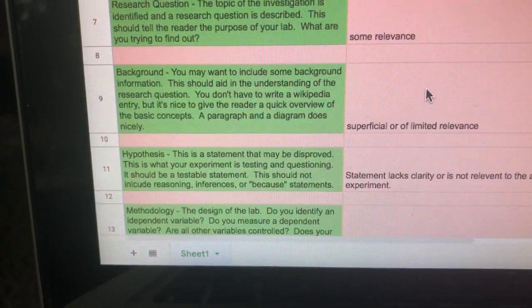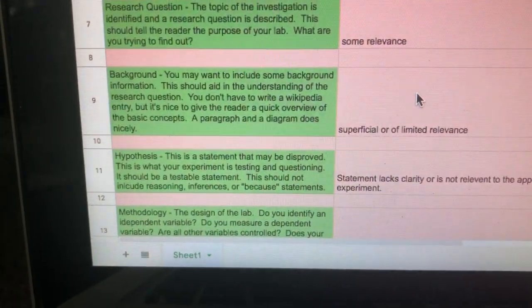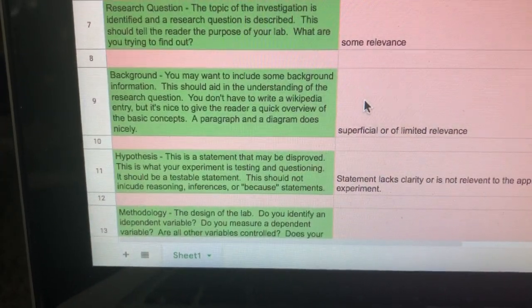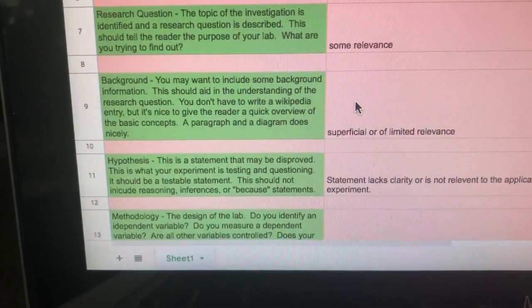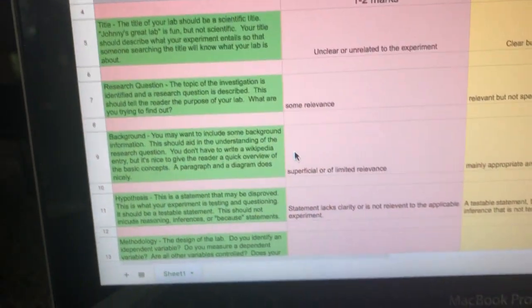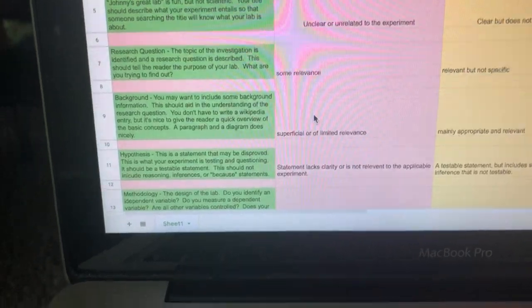how you could talk about the history of it, of how the acceleration of gravity was found, or just how it works, or go through a couple of formulas, or show a diagram. Just something that would help a younger reader to understand what your lab is about.